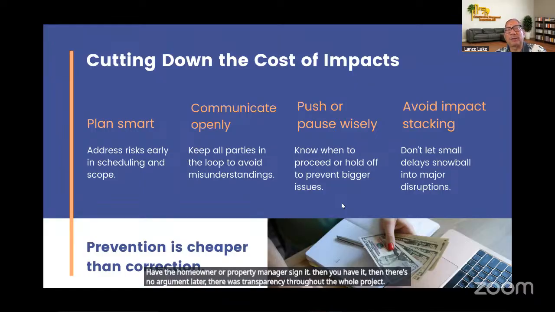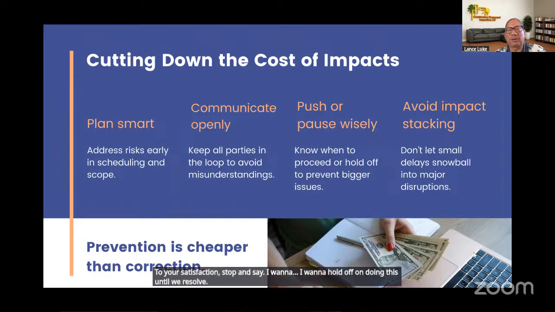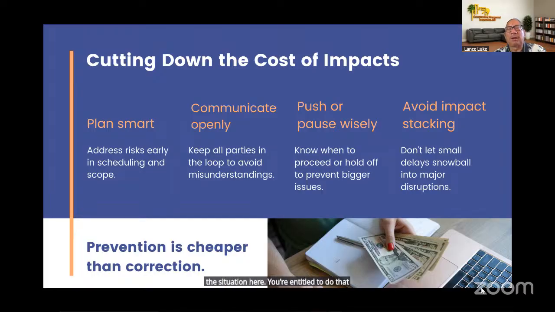Push or pause wisely. What does that mean? You push to get the work done, or if it's not to your satisfaction, stop and say, I want to hold off on doing this until we resolve the situation here. Okay? You're entitled to do that. Avoid impact stacking. Don't let small delays snowball into major disruption. So if the contractor says, I need an answer by next week, Friday, right? Give him an answer, yes or no, because if you delay and don't say anything, it impacts other trades that are willing to get the job done. Prevention is a lot cheaper than correction.